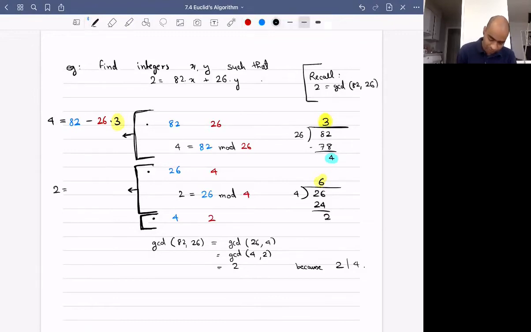All right, then I'll do the same thing for the next step, and I will get 2 is equal to 26 minus 4 times the quotient. In this case, that is 6. And because 2 was the GCD, I'll just stop here. I don't need to go further. I need to reach my GCD.